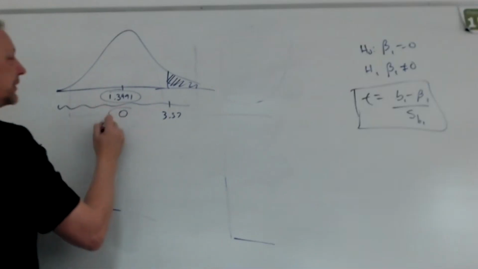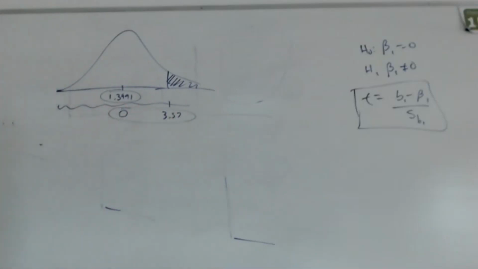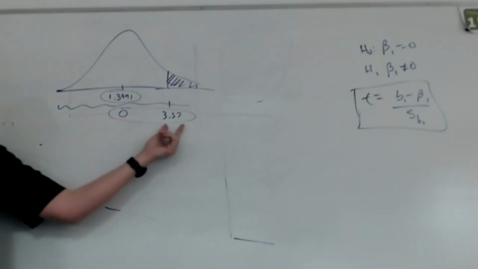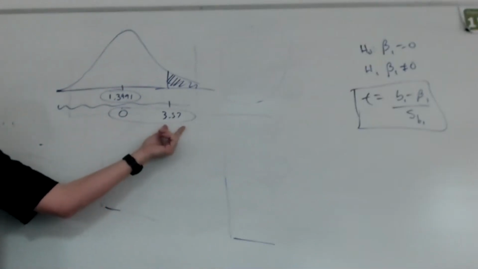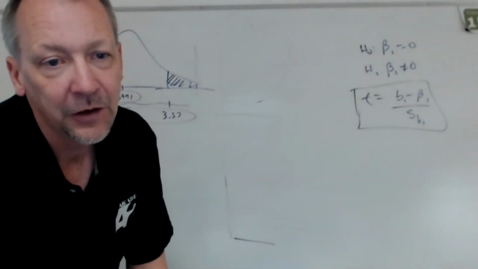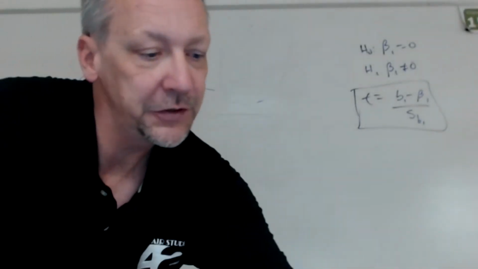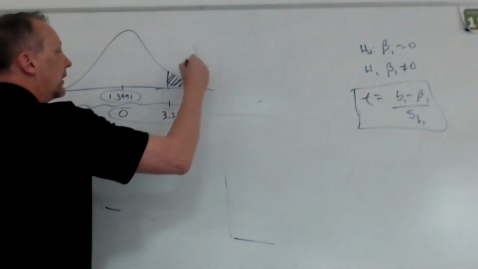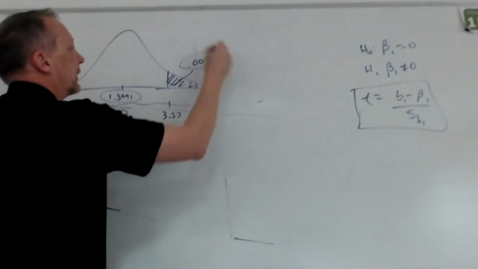I have to convert it to a standard t, which I do with the t equation, so that the new mean becomes 0. And then I'm 3.57 standard deviations away. According to this, my p-value was, I don't remember, 0.003. So this value here, the area of that's 0.003.